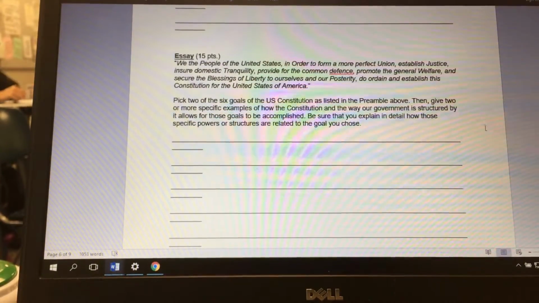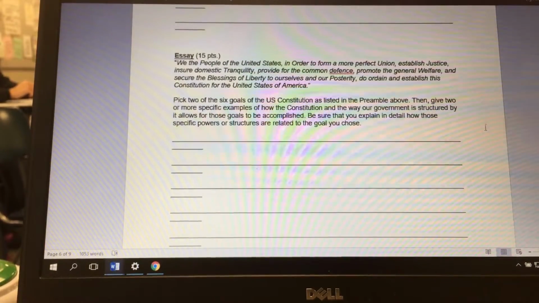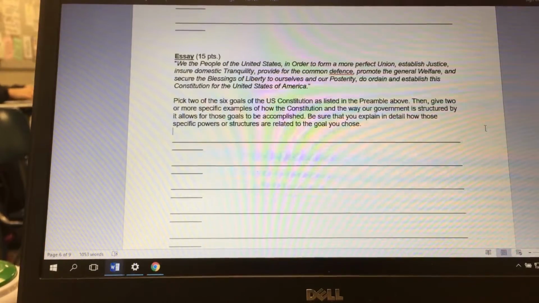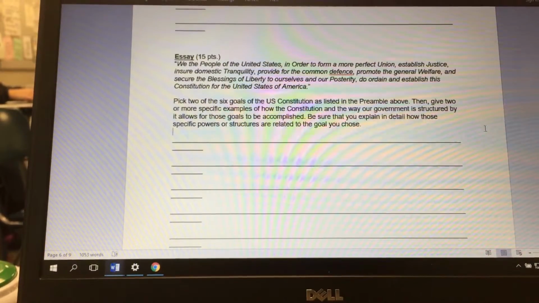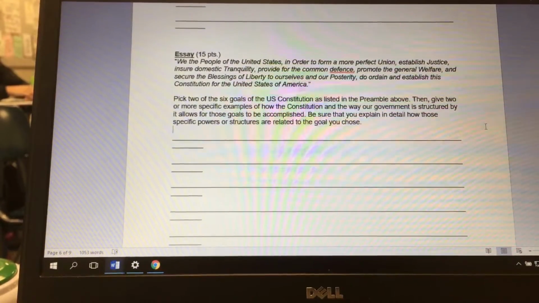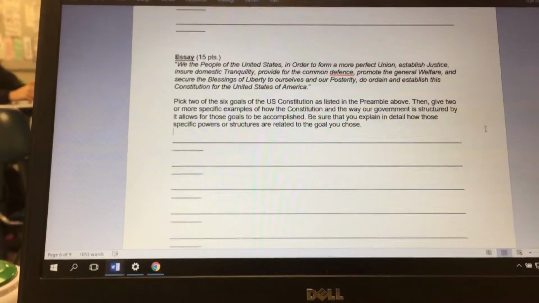Pick 2 of the 6 goals of the U.S. Constitution as listed in the preamble above. Then, give 2 or more specific examples of how the Constitution and the way our government is structured by it allows for those goals to be accomplished. Be sure that you explain in detail how those specific powers or structures are related to the goal you chose.